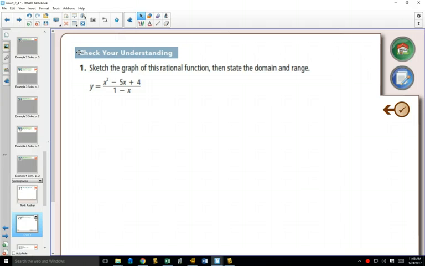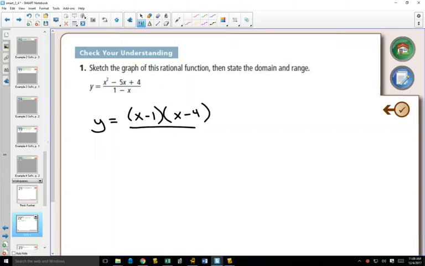Sketch the graph. Step 0 is writing it in factored form. So the first thing you're going to do is factor. On the top, this factors nicely to x minus 1, x minus 4, and the bottom is 1 minus x. Now you've seen this before, but can you see that we have an x minus 1 in the top of our fraction and a 1 minus x on the bottom? I can factor a negative out of that 1 minus x to make it x minus 1.